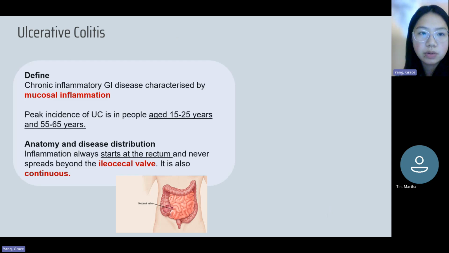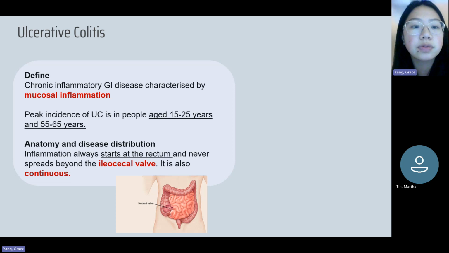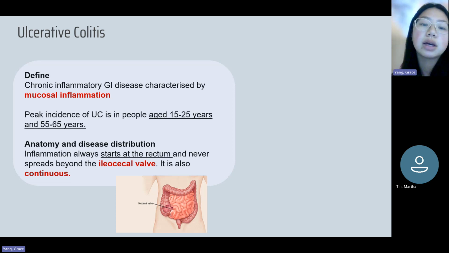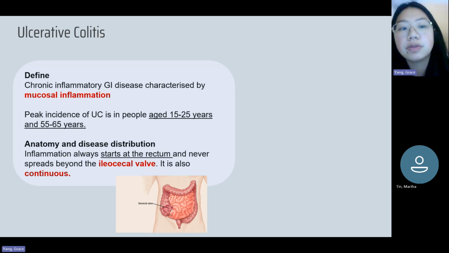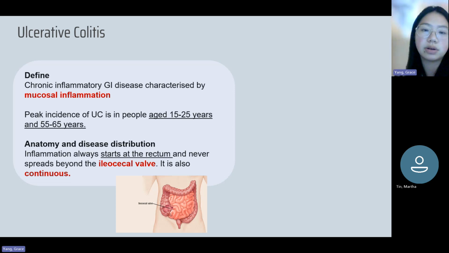So next we have ulcerative colitis, which is also a chronic inflammatory GI disease, but this time is characterized by mucosal inflammation instead of transmural. Peak incidence of UC is in both people aged 15 to 25 and 55 to 65. So you get the younger people and the older people.